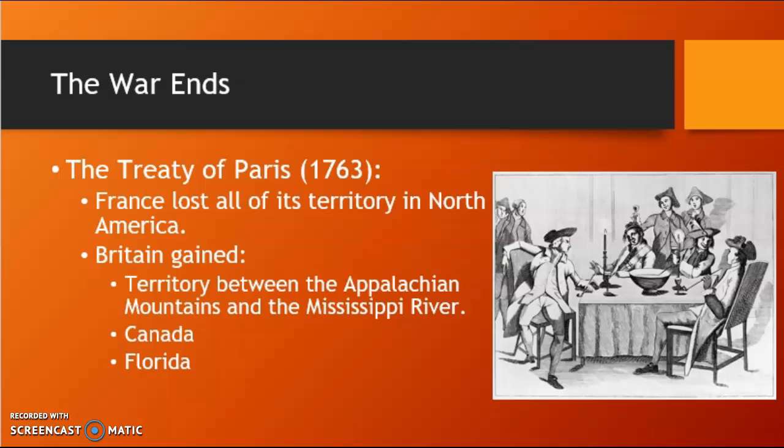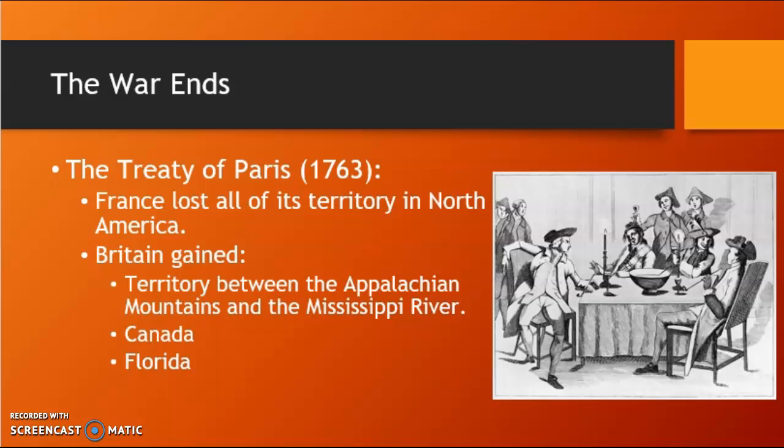The treaty signaled a dramatic reversal of the fortune of France. Indeed, New France, which had been founded in the early 1600s, ceases to exist. They lose all of their territory in North America. The British had now gained mastery over North America. They gained the territory between the Appalachian Mountains and the Mississippi River. They also gained control of Canada and Florida.